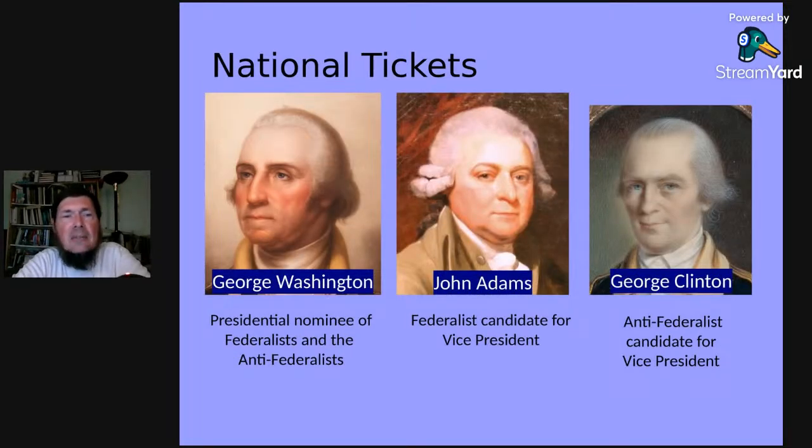So, therefore, we have two nationwide tickets in 1789. Both of them support George Washington for president. The Federalists primarily support John Adams for vice president, and the Anti-Federalists primarily support George Clinton. So this is one of those weird things where somebody running for president has two different people running for vice president, which appeared in American history from time to time.